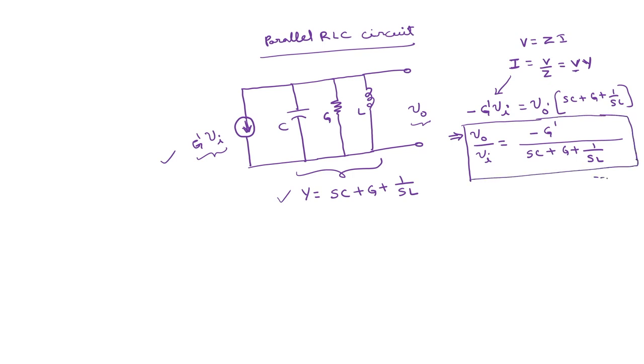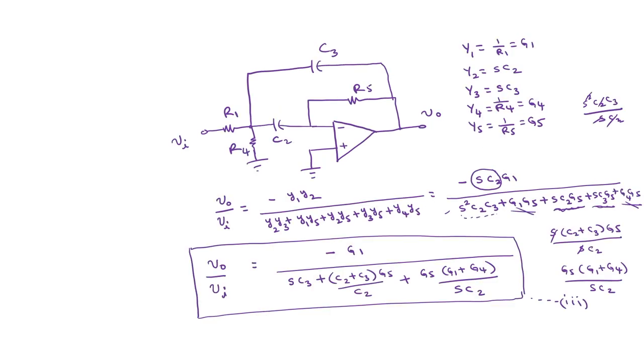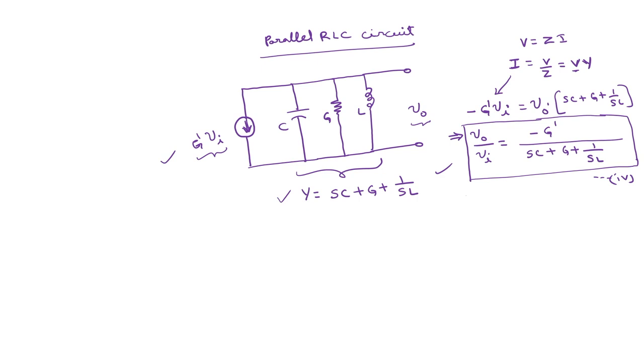This we call equation 4. Now the transfer function of band pass filter is in a similar manner to that of parallel RLC circuit. So by comparing these two, I'll rewrite this expression of band pass filter here.